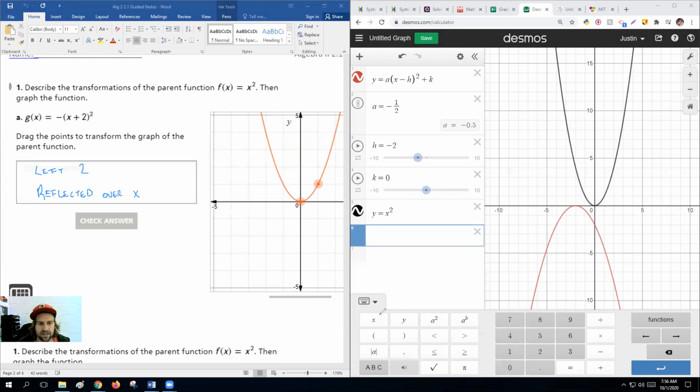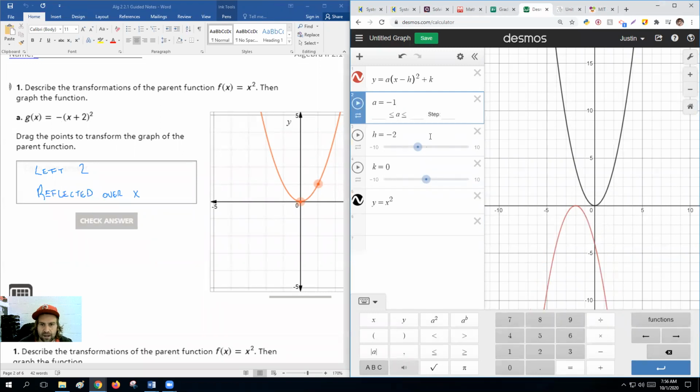And just double check that on Desmos here. If I was to make a, the number on the outside of the parentheses, just a negative sign, that'd have to be a -1. Let's see, h would be -2, so that's how we get a +2. And okay, if we look, yep, it just moved over to the left 2 and flipped upside down. The shape is still the same shape, it's just upside down.